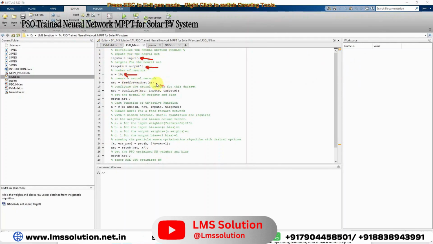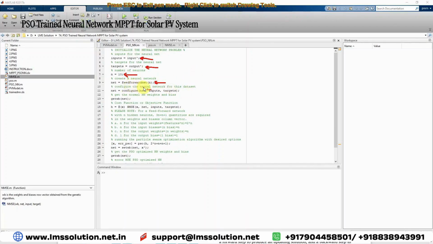Then by means of that hidden neuron count, we create the feed forward neural network by means of this function. After creation of that neural network, you have to configure it based upon the input and output. This is the configuration of the neural network, and then you get the weights and the bias of the configured neural network by means of this function, and then you create the objective function.